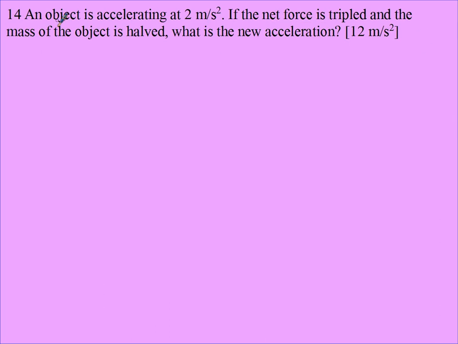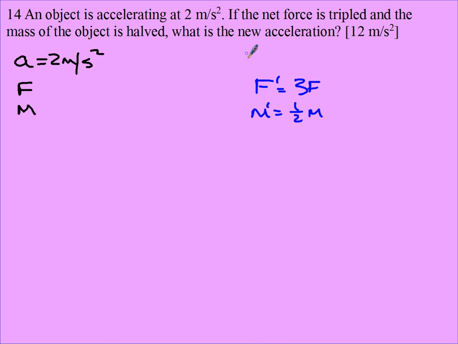Let's try it now. An object is accelerating at 2 meters per second squared. So a is 2 meters per second squared. I have some force, and I have some mass. Now, the net force is tripled, so F prime is 3 times my original force. The mass is halved. m prime is 1/2 the original mass. Now I want to find the new acceleration.